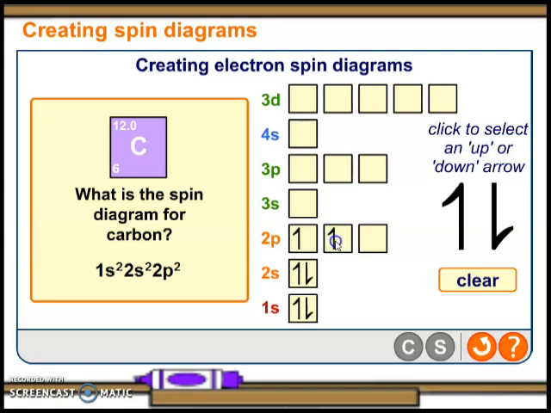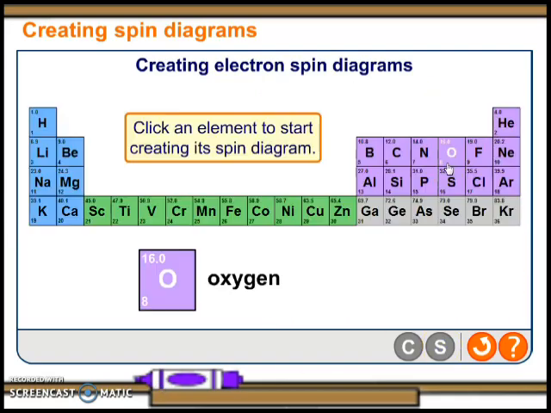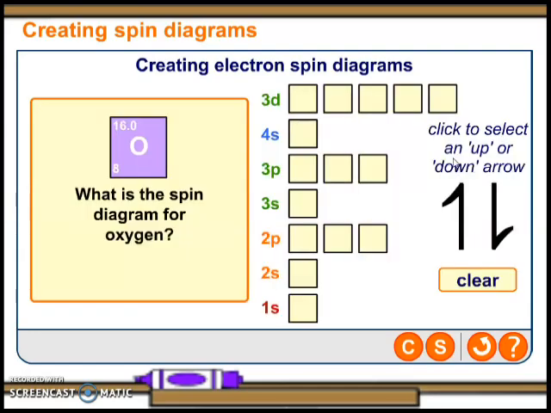Since electrons always occupy an empty orbital before they pair up, it would be incorrect to draw the 2p electrons in the same orbital, leaving open orbitals unfilled. So the last example is oxygen. The electron configuration of oxygen can be written as 1s2, 2s2, 2p4.